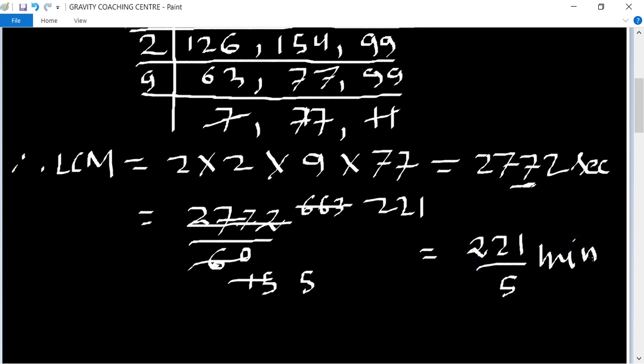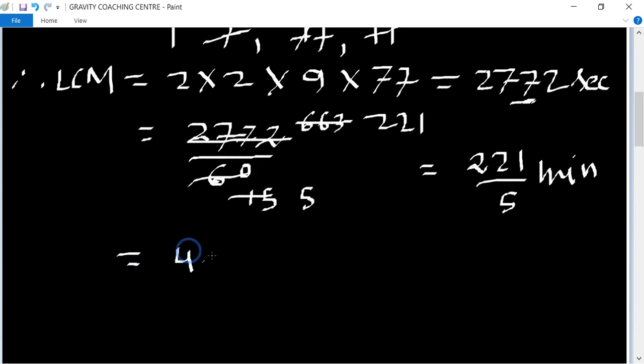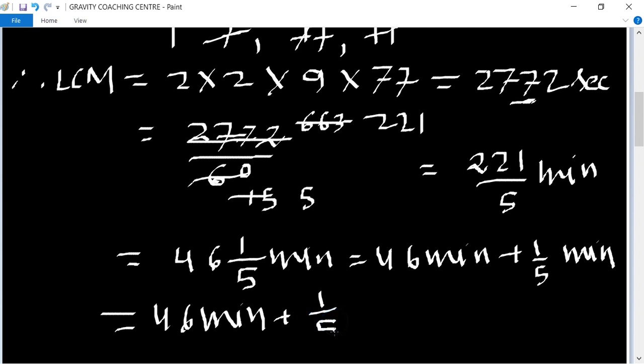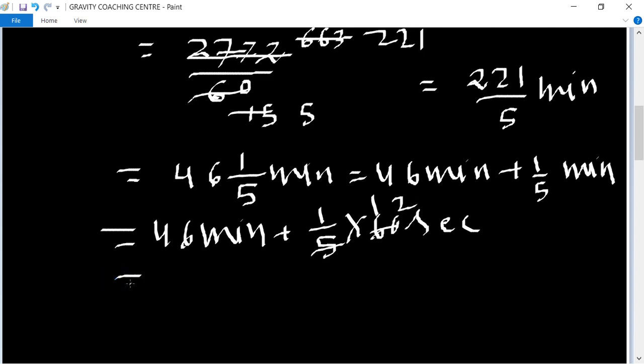Five minutes dividing gives 46 whole number and 1 upon 5 minute, equal to 46 minutes plus 1 by 5 minute, equal to 46 minutes plus 1 by 5 into 60 seconds. So 12 fives are 60, equal to 46 minutes 12 seconds.